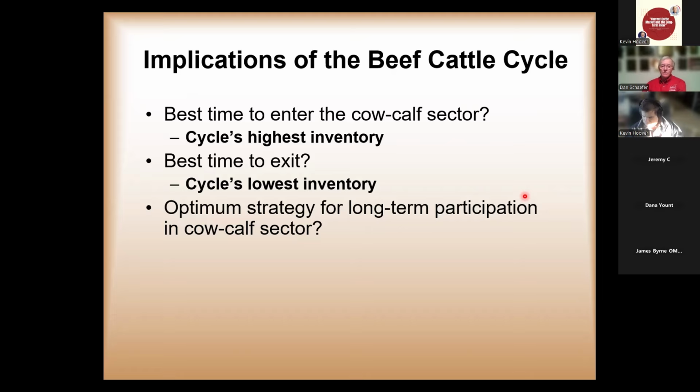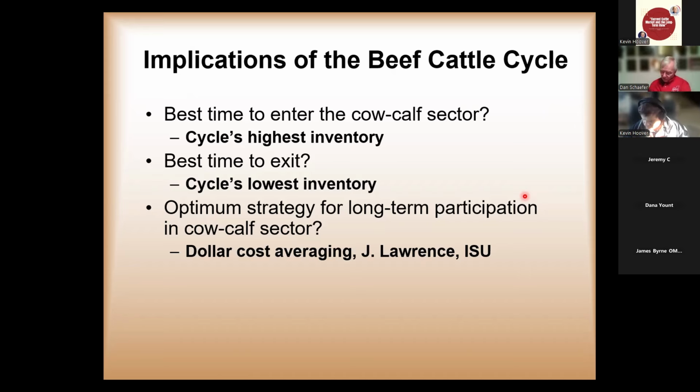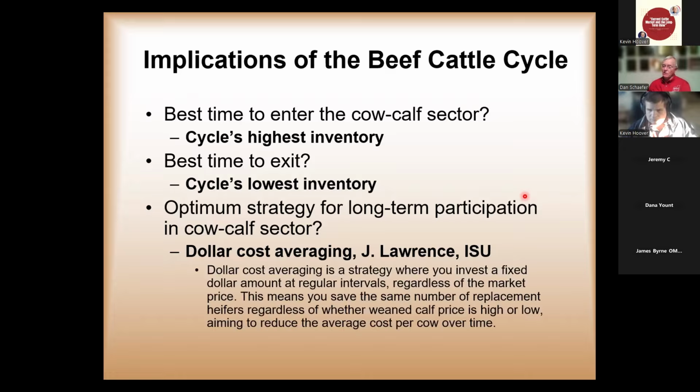And so there are some very large dispersals occurring and being advertised at this time. What's the optimum strategy for long-term participation in the cow-calf sector? Well, Dr. John Lawrence, now retired from Iowa State University, did a project 10 years ago in which he concluded from their modeling that dollar cost averaging was the wisest strategy for long-term participation.